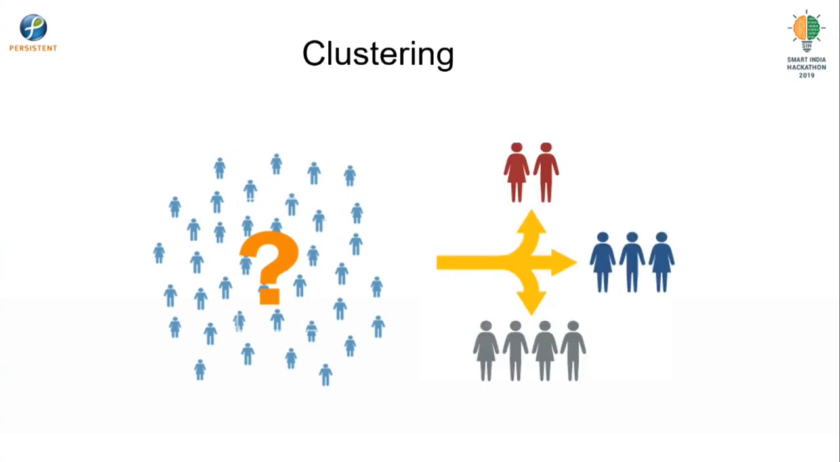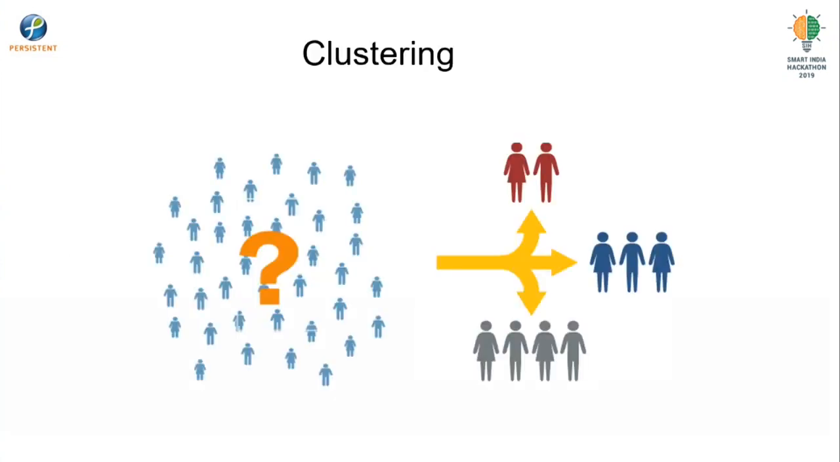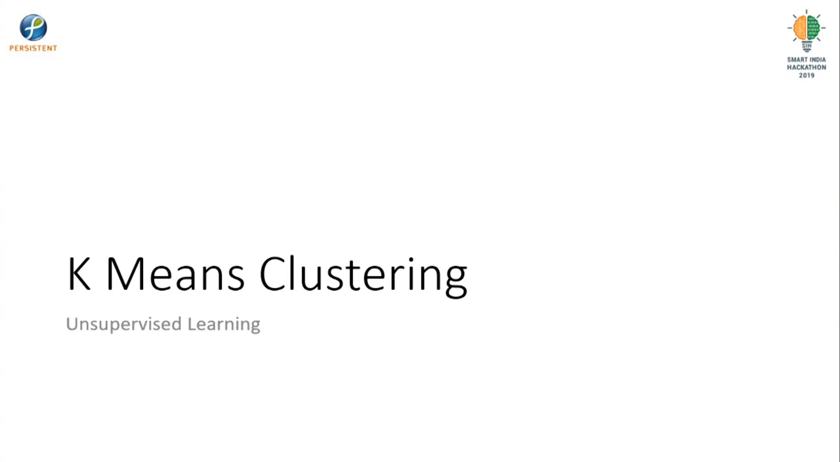So, how to split? Machine does. How many groups to split? User has to say. And how does the machine split it? Based on the similarity between the input features. Now, which are the famous clustering algorithms available in scikit? Let us see one of them, K-means clustering.